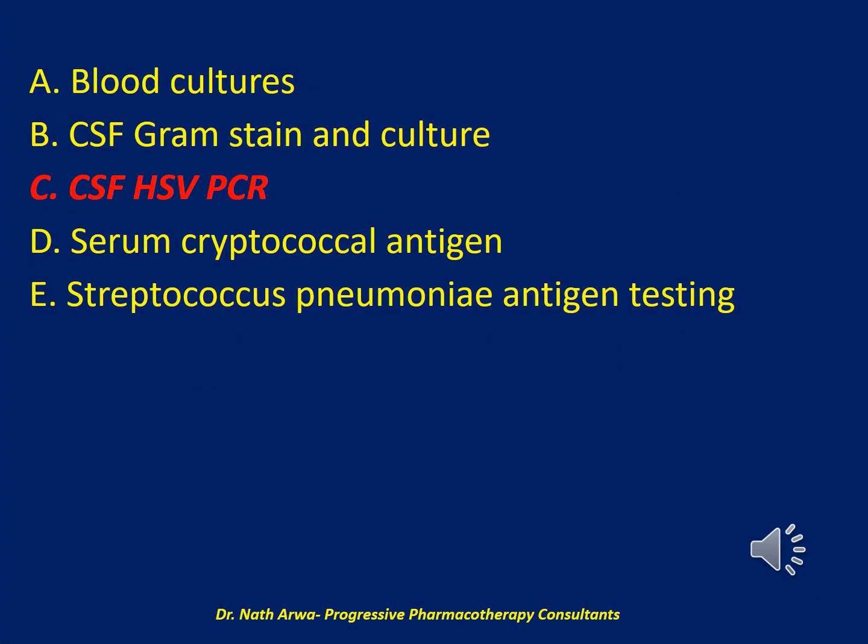And the correct answer is C. CSF HSV PCR. I will explain why. This patient likely has HSV1 encephalitis. Disproportionate enhancement of the temporal lobes, as demonstrated on her MRI, is characteristic. Behavioral abnormalities and new-onset seizures are also common. Please proceed to the next question.